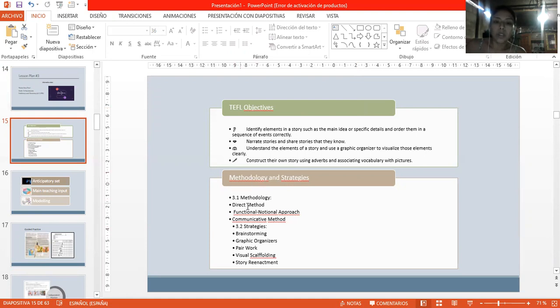In the methodology, I use the direct method and the functional notional approach and communicative method. The strategies are brainstorming, graphic organizers, pair work, visual scaffolding, and story reenactment.